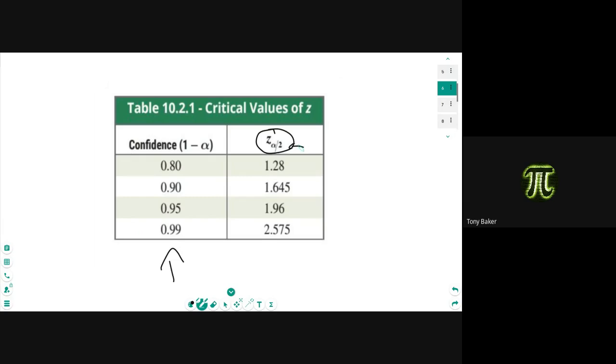That's what that means. That piece right there is a symbol. It's not overly important. You're never going to need to use that. The numbers underneath it are your Z's that you're going to need to know. Okay?